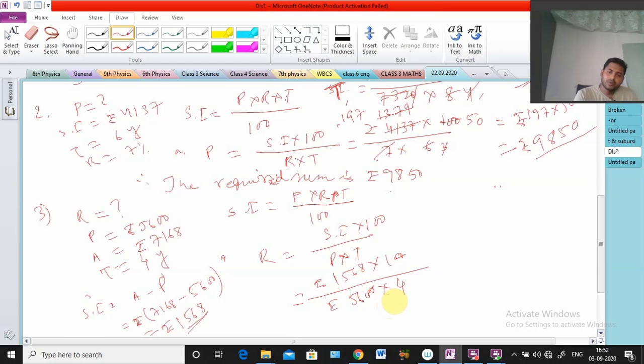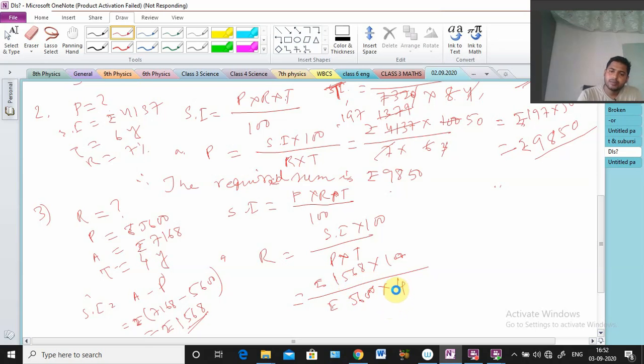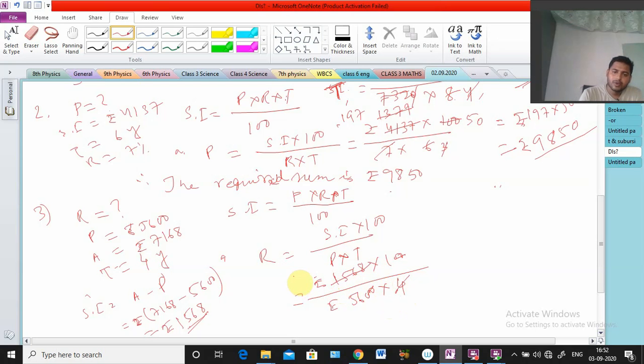1568 divisible by 4? 4 3 is 12, 3 36. Yes, possible. 4 3 is 12, remainder 3, 4 9 is 36, and 4 2 is 8. 392. Okay, 392. Clear?